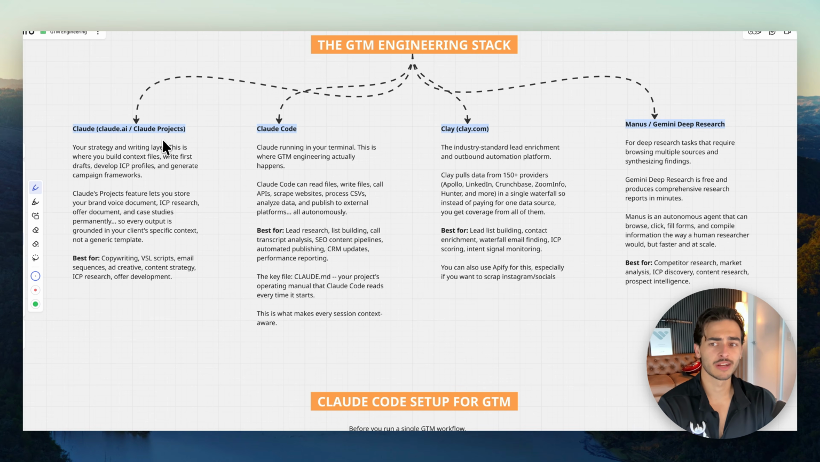This is your strategy and writing layer. So where the context files come from, the first drafts, the ICP, the campaign frameworks, everything's going to come from this brain. And Claude's project features, which you should know what that is by now, is going to let you store your brand voice, your ICP research, your offer document, your case studies, everything.